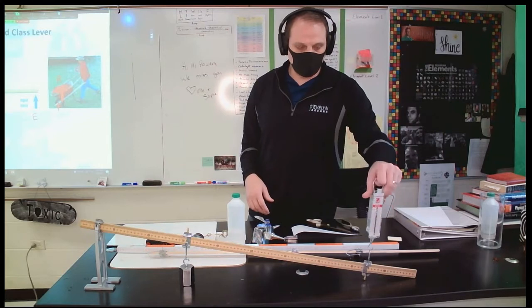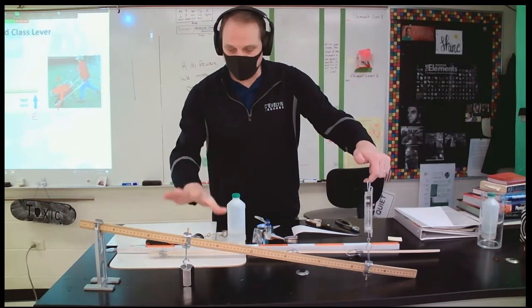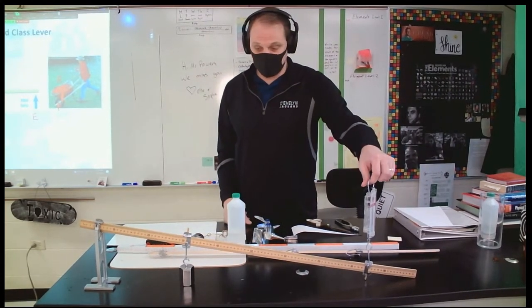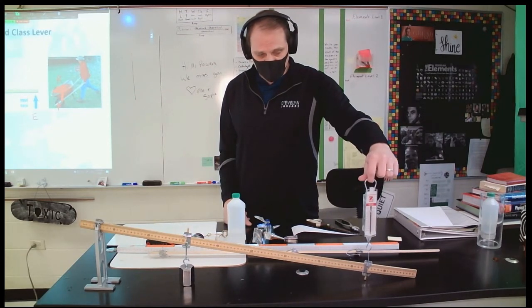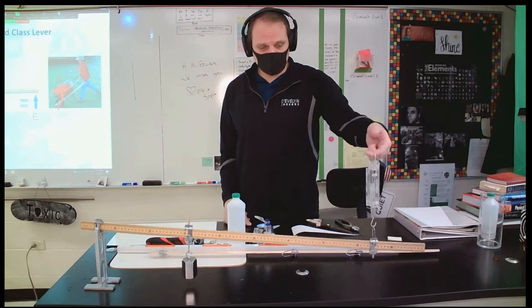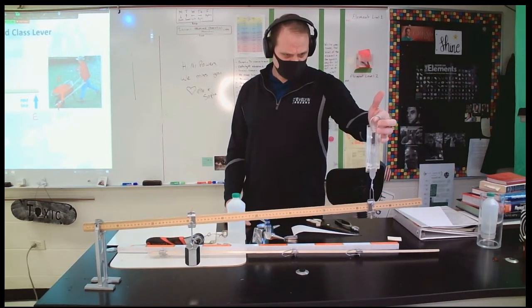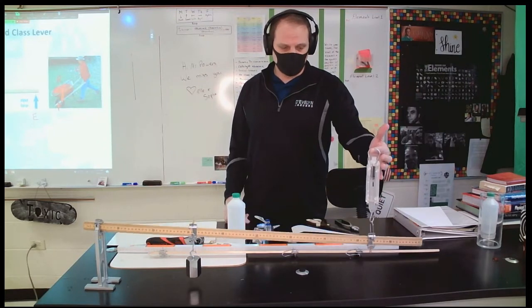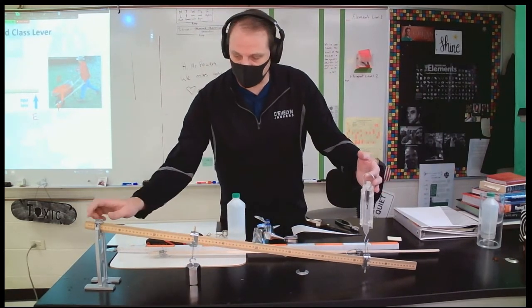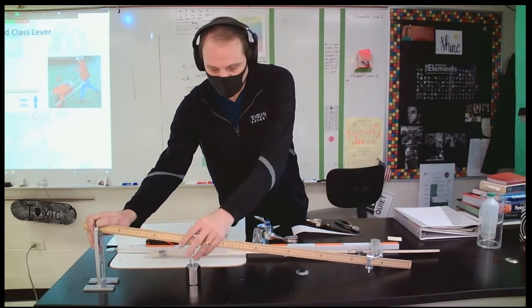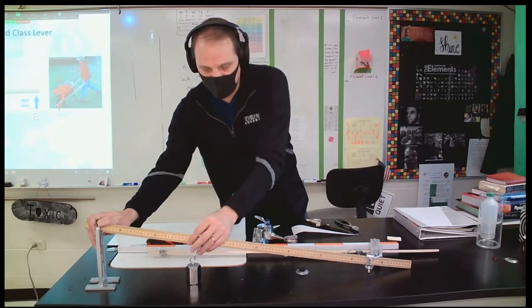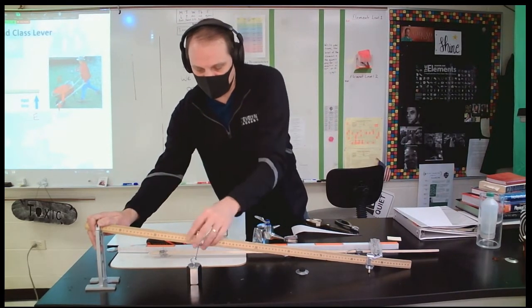And so now we can take that 5 Newton weight, or 500 gram mass. And if I pull on this, right now we're at about 2. So it's doing pretty good. It's making it pretty easy on me. What happens, that's a long effort arm, right? And a short resistance arm.